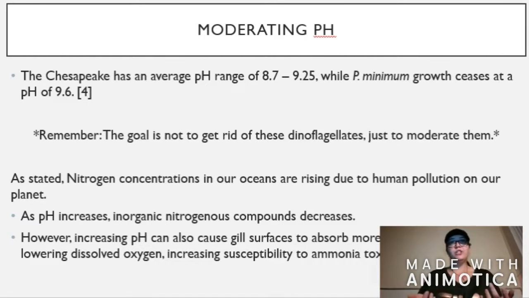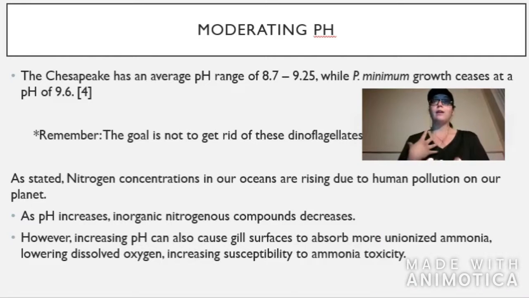So as stated, nitrogen concentrations in our oceans are rising due to human pollution on our own planet. As pH increases, inorganic nitrogenous compounds decrease. However, increasing pH can also cause gill surfaces to absorb more ammonia, lowering its dissolved oxygen and increasing its sensitivity to ammonia in the future. While increasing pH can be a positive thing, anything in high dosages can be dangerous and should be moderated, especially under scientific circumstances.